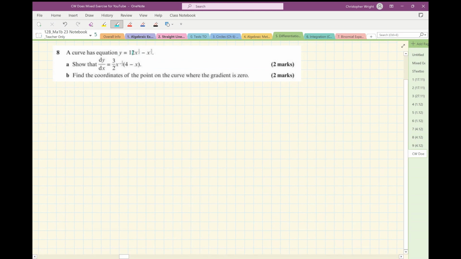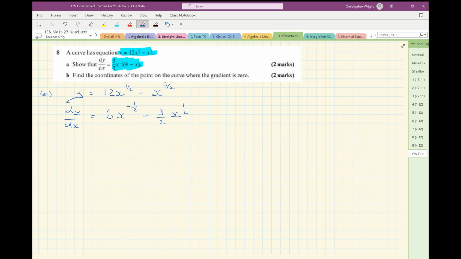A curve has this equation. Show that dy by dx is equal to this. Right, well, let's start with our equation here, which is y equals 12x to the power of a half minus x to the power of 3 over 2. And let's differentiate that. dy by dx equals 6x to the power of minus a half minus 3 over 2 x to the power of 3 over 2 minus 1, 3 halves minus 2 halves, just gives me a half. So that's what I've got for my dy by dx.